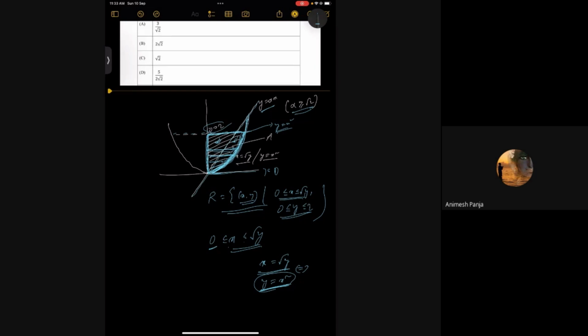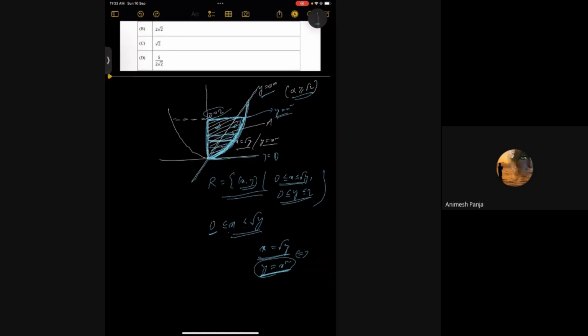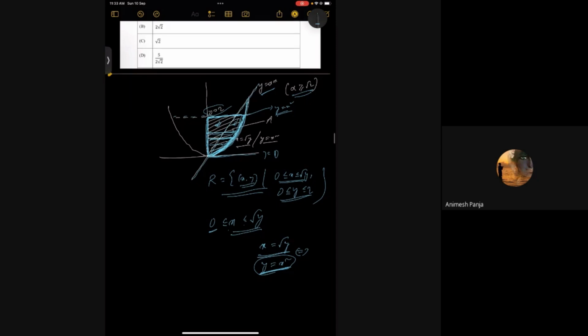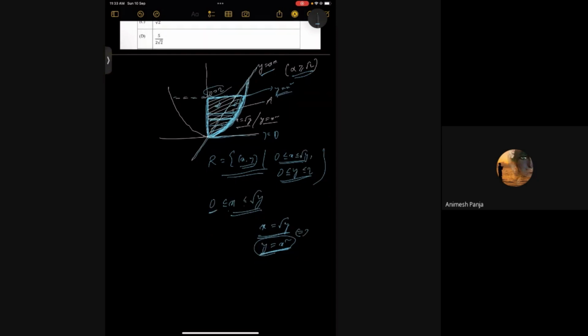Now we want to divide this entire region R into two equal parts by means of a line y equal to alpha x. And when we do that, we want to find out what that value of alpha is. So to do that, someone suggested that these two areas should be equal. Yes, that is correct. So let's first find out what the area of this region is.